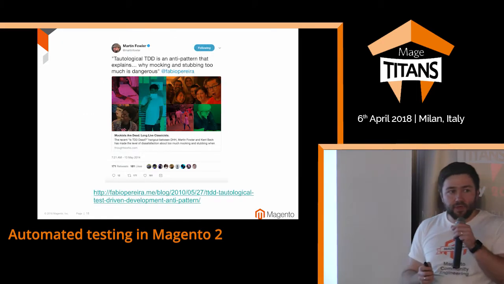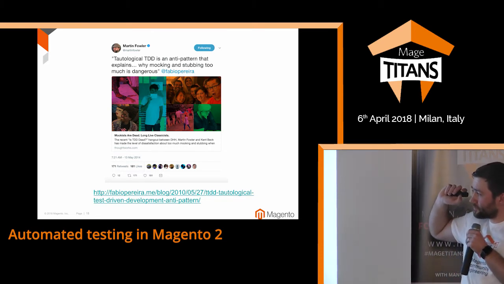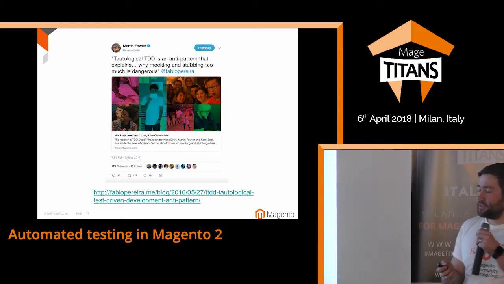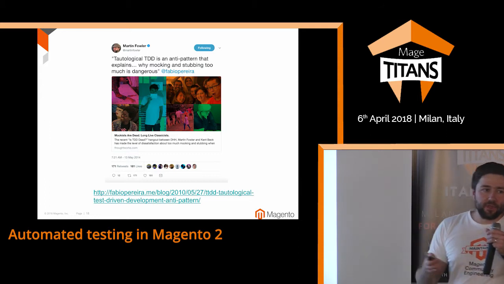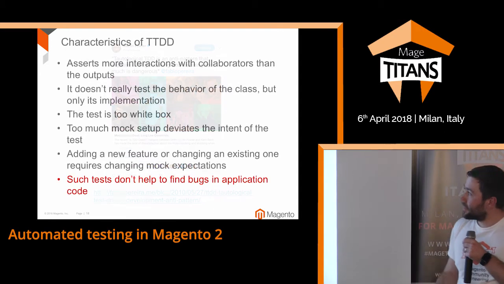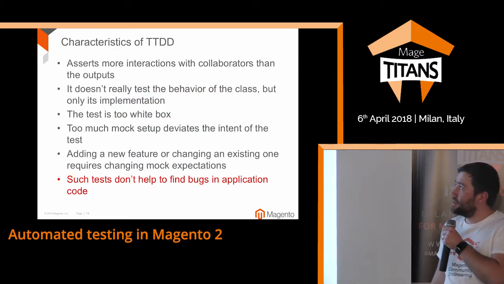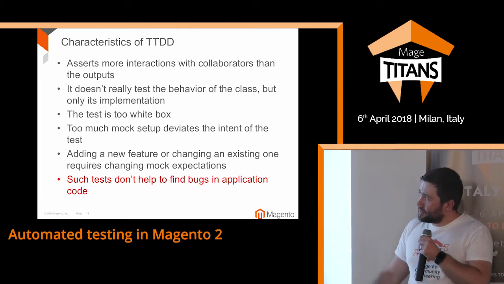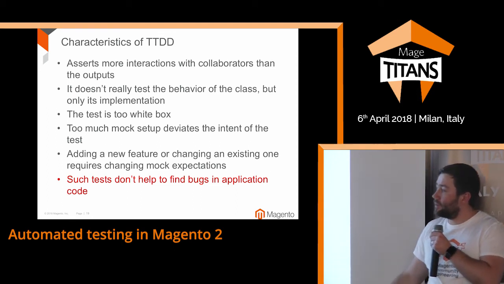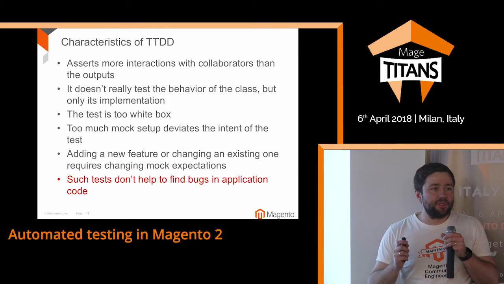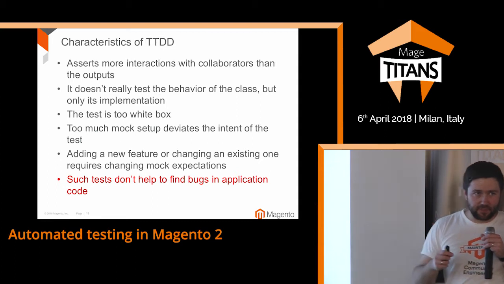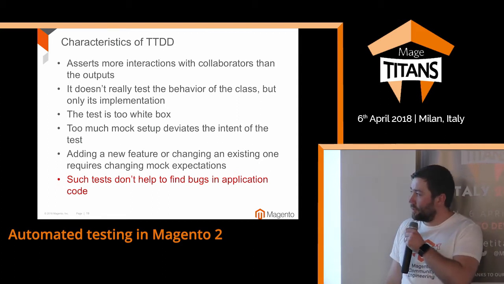So again, I'm referring to Martin Fowler here, who considers tautological driven development very dangerous, and that's why he recommends not to use a lot of stubbing and mocking in your testing. And here you see the characteristics of tautological driven development. I would not go through all the items here, but the most important one is at the bottom. These tests don't help you to find bugs in your code. So you spend a lot of time writing this kind of test, but these tests don't help you to find bugs.